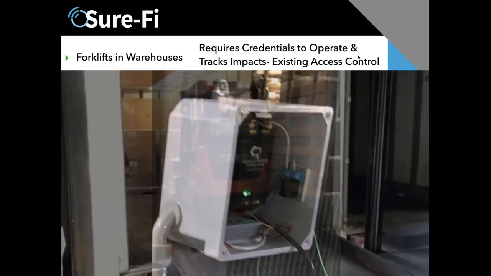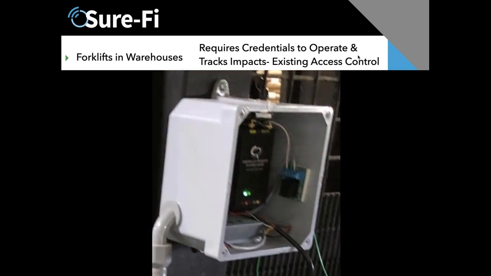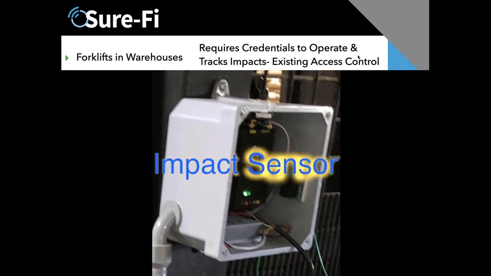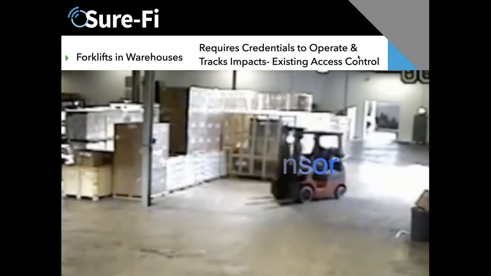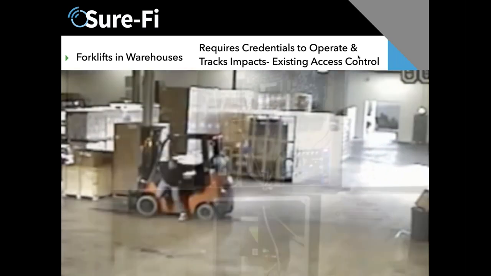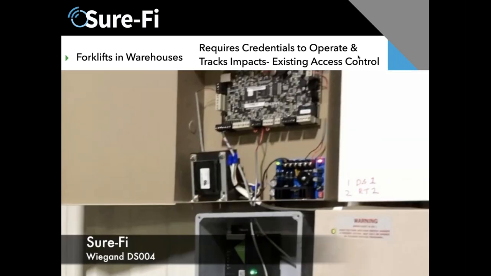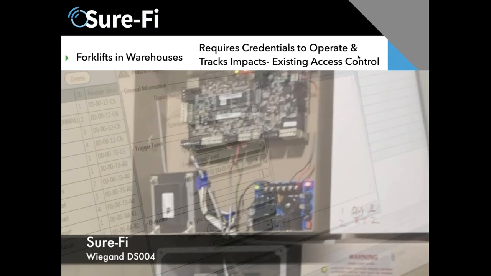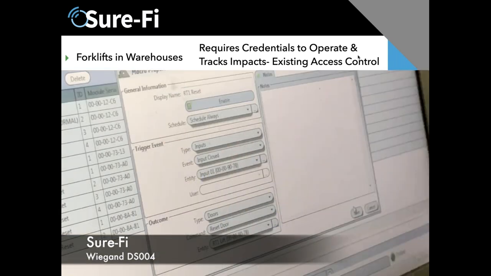This is done by placing SureFi units in every forklift and material handling vehicle in the entire facility. It controls the ignition of the vehicle and is connected to an impact sensor, which, when triggered, sends an alert via the relay on the SureFi unit as an event back to the management team. They can easily identify a time-stamped impact or can set an alarm to alert the necessary people to react to an incident.